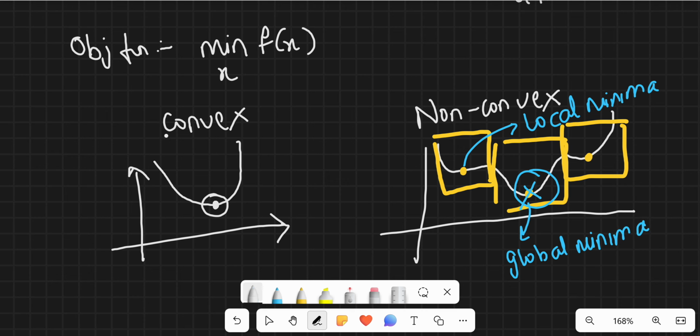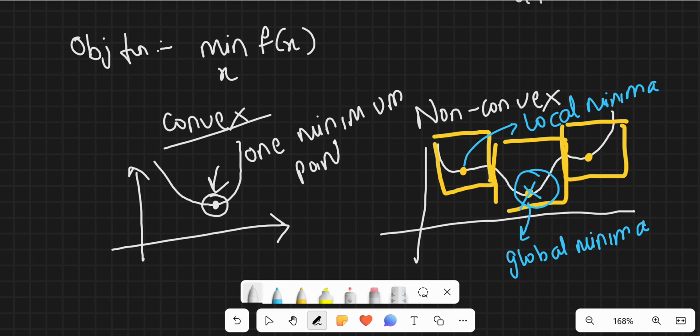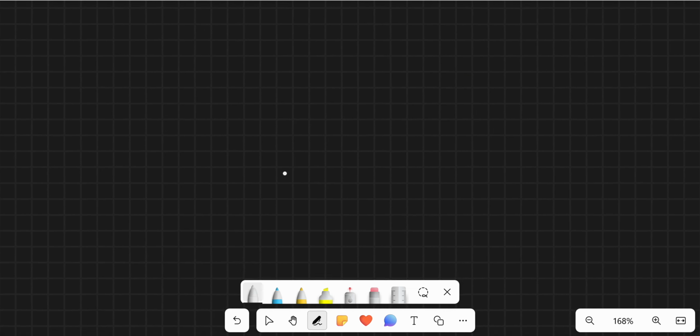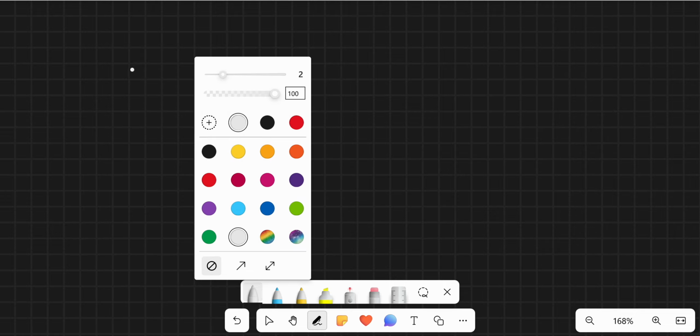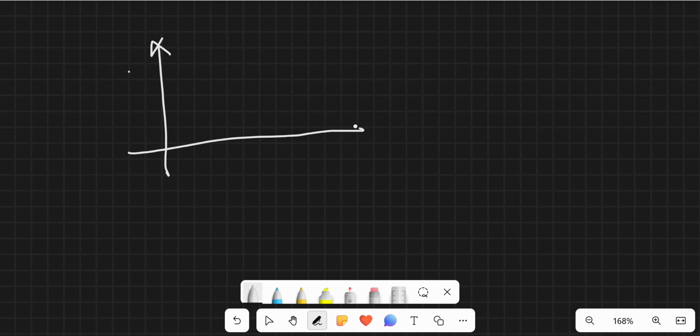So a property of a convex function is that it only has one minimum point, which implies that the local minima is also my global minima. So keeping this property in mind, let us say if I have a curve like this and I want to determine where is my minimum point, then how will we do this?